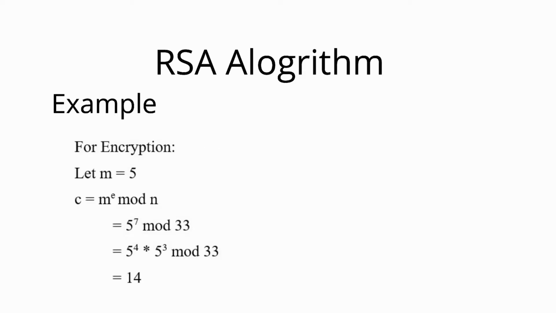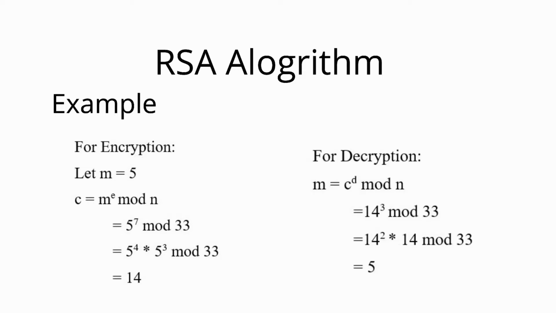For the encryption of a message, let m equal 5. C equals m to the power e mod n. Substitute the values of all the variables. Now C equals 14 is obtained.